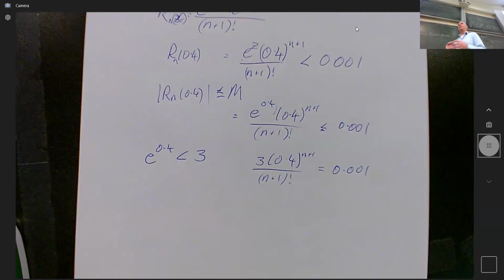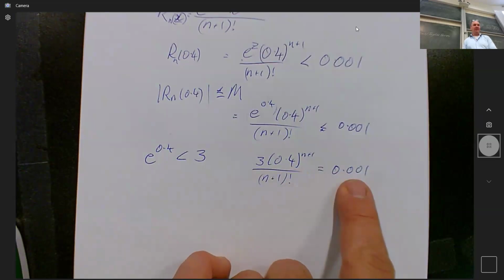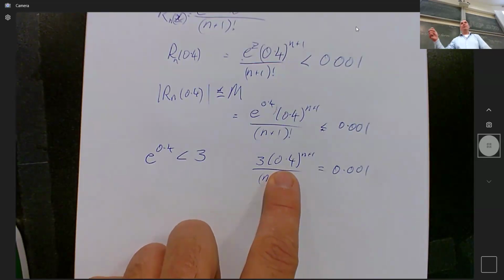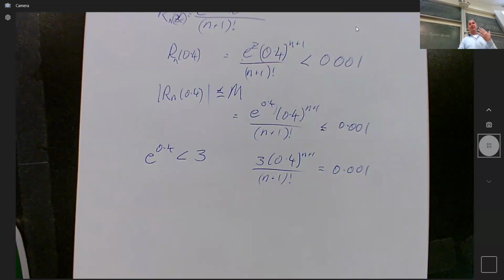So I'm actually going to guess. I'm going to do a bit of a trial and error thing. Because this is 0.4 and this is 0.00 something, it's about 1 in 1,000. If I do 0.4 times 0.4, it's going to be 0.16, times by that would be 0.064. Do it again, 0.0025. So somewhere around, I want my n plus 1 to be about 5.